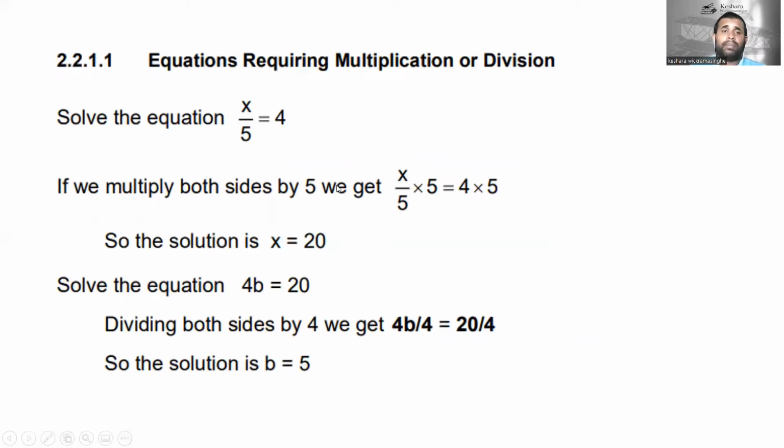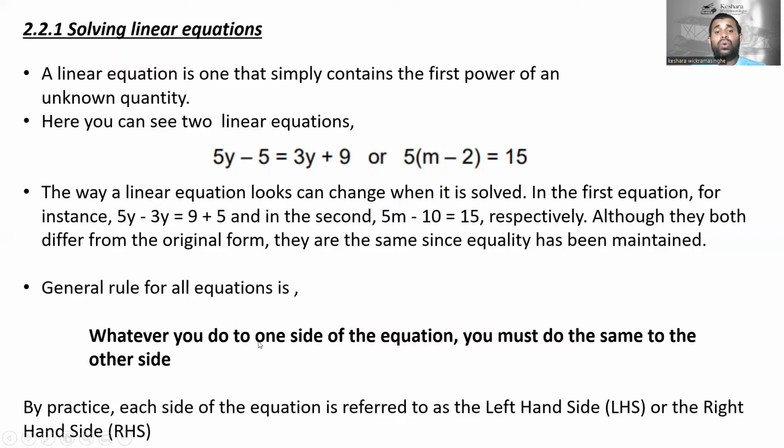All right. So then 2.2.1.1, equations requiring multiplication or division. Solve the equation x divided by 5 equals 4. So let's see how to solve this equation. If we multiply both sides by 5, we get x divided by 5 into 5 equals 4 into 5. To solve for x, first we have to remove the denominator. So how do we remove the denominator? We have to multiply by 5, right? As I said before, whatever you do to one side of the equation, you must do the same thing to the other side.